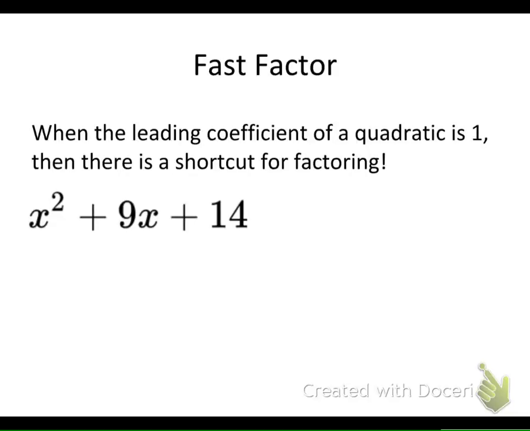Okay, here we go. Fast factor. When the leading coefficient of the quadratic is 1, there's a shortcut for factoring. That means when there's not a number in front of the x squared, like a 2, 3, 4, 5, 6, 7, 8, whatever, if there's nothing there, we know it represents 1. When there's not a number there, we can do a shortcut for fast factoring.